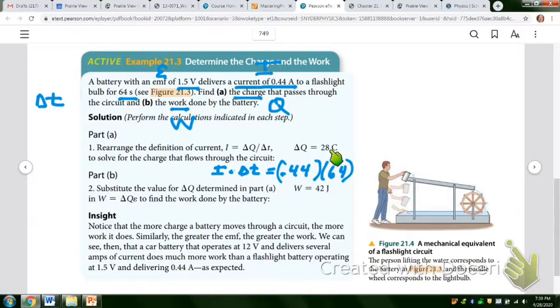All right, part B. They're asking you to find the work done by the battery. Well, here is the formula for work done by a battery. It's delta Q times epsilon. So delta Q, I figured out in the last problem, was 28. So I can use a 28 for my delta Q. And my epsilon was given to me in the problem. That's the electromotive force of 1.5 volts. So I'm going to take 28 times 1.5 to get my answer, which is going to come out to be 42 joules.